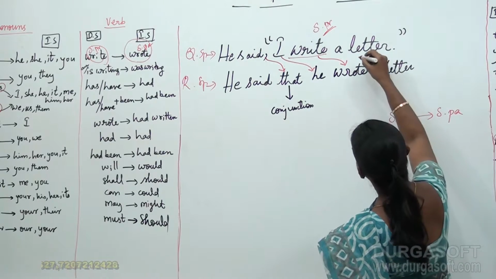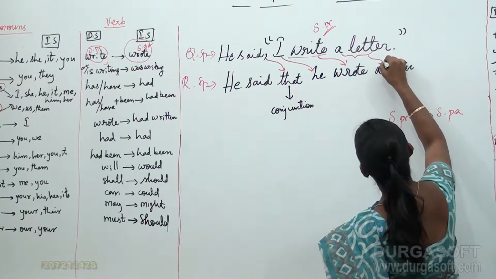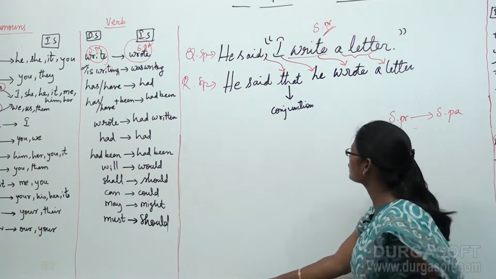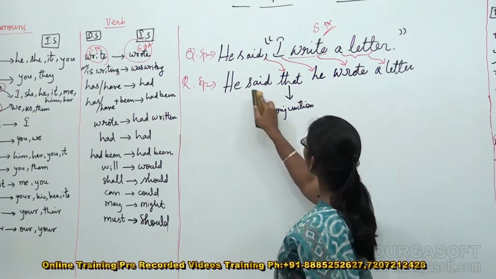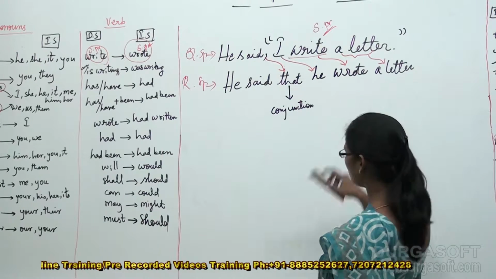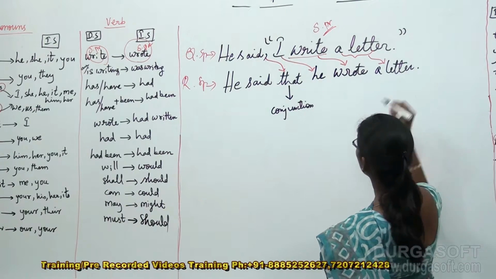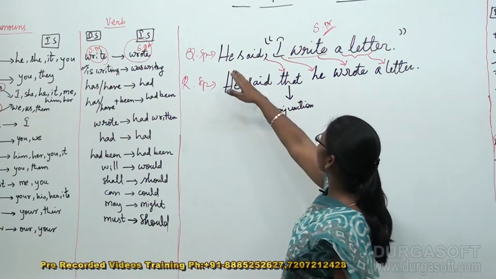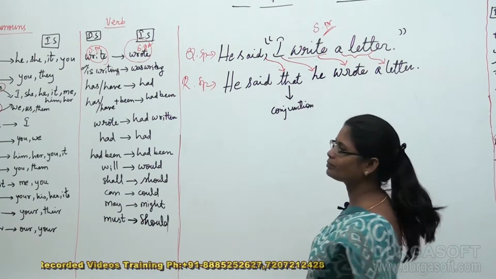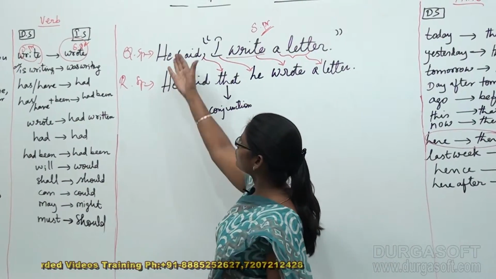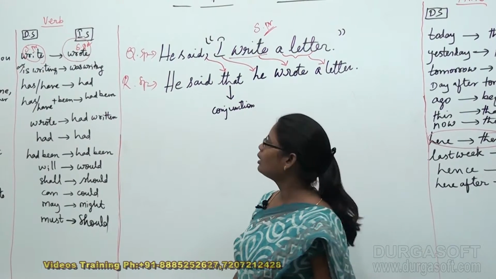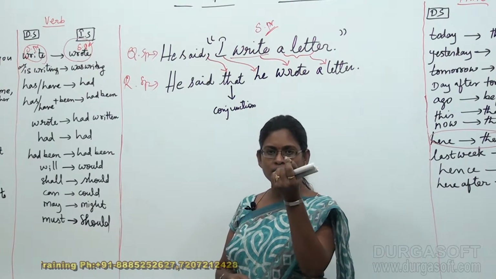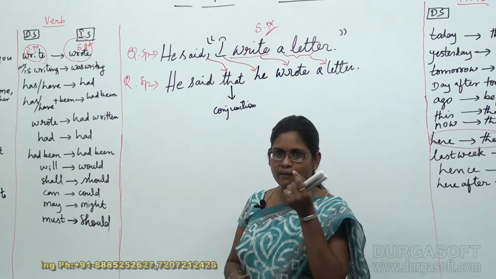This part is going to be here. Alright. Now did you see here how we got this? He said that he wrote a letter, and I ended it with a full stop. How easily we got it, right? He said, I write a letter. And when we convert this quoted speech into reported speech, we are making few necessary changes, not many, very few.